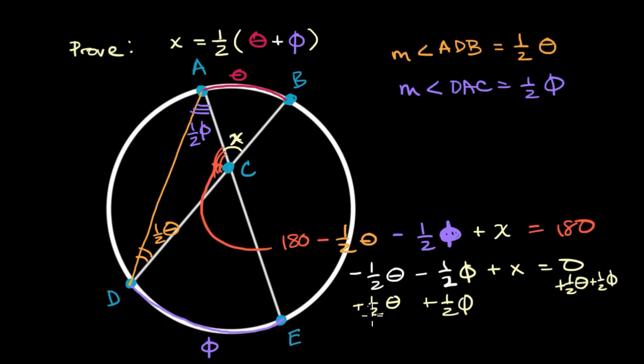And so what are we left with? We're left with x is equal to 1/2 theta plus 1/2 phi, which is the same thing as 1/2 times theta plus phi. And we are done.